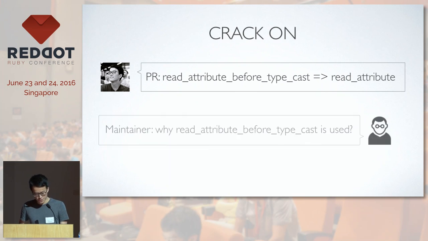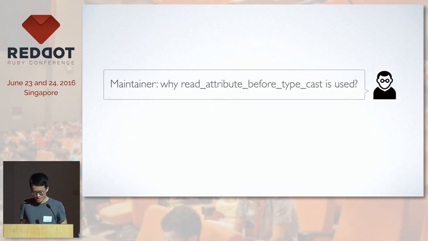And then the first maintainer comes in and says, okay, why is read attributes before typecasting used in our library? I'm a bit confused, because I thought this is a question I should ask him and he should tell me, right? I was a bit confused.